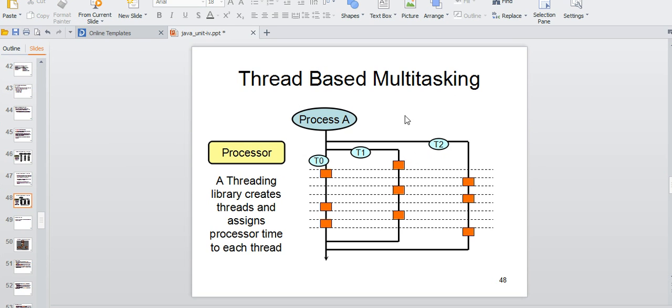If you do not allocate the processor in this way, and you allocate the processor to T1 only after the whole of T0 completes, what happens? That's not called multitasking, right? At a time it should do. That's it.